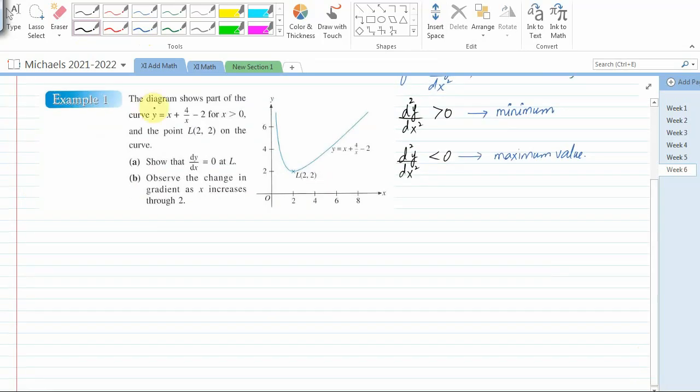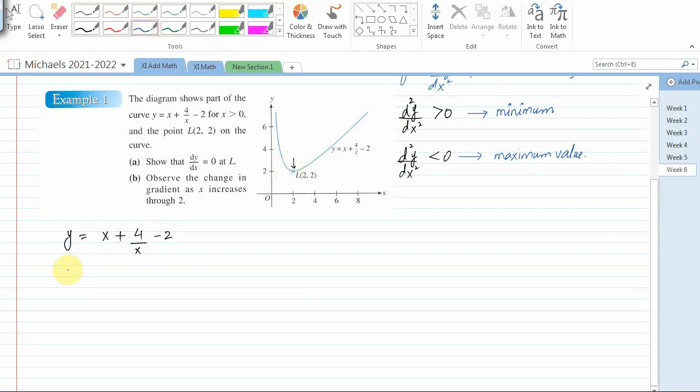Alright, it says that the diagram shows part of the curve y equals x plus 4 upon x. So let me just write the equation: y equals x plus 4 upon x minus 2, for x greater than 0. At the end, the point L is (2, 2) on the curve, as you can see that we have a point here. Show that dy by dx equals 0 at point L.